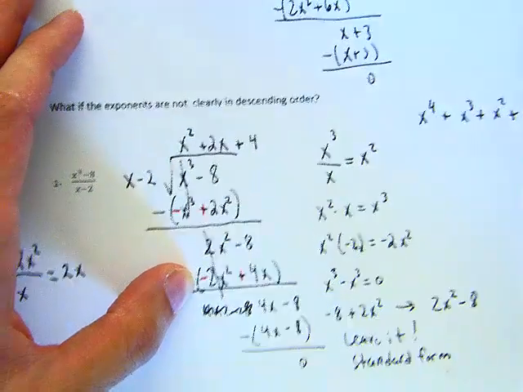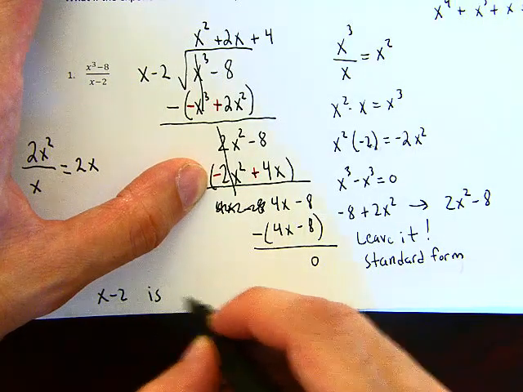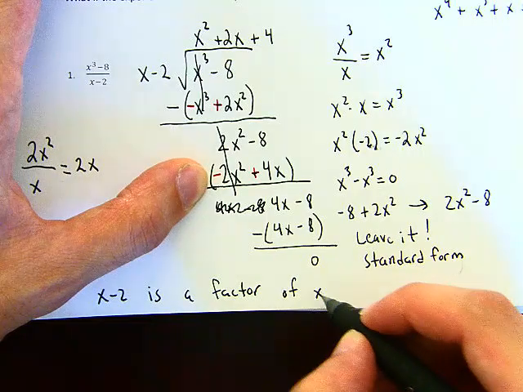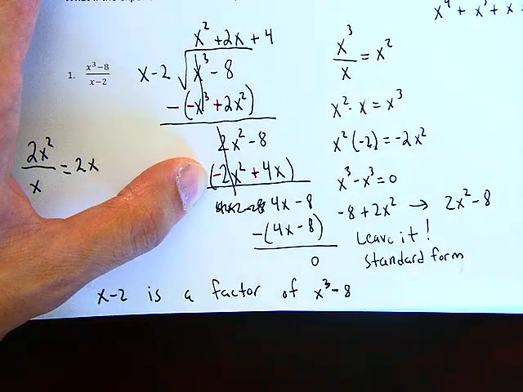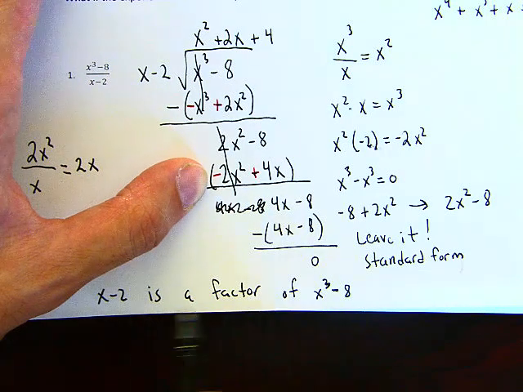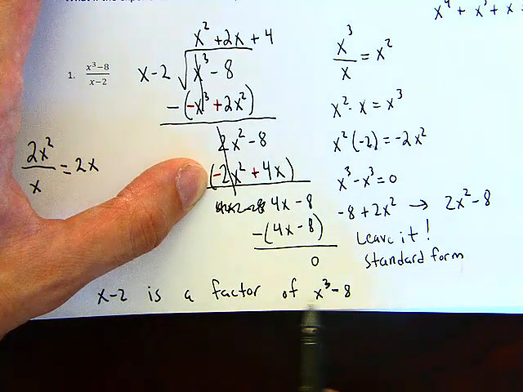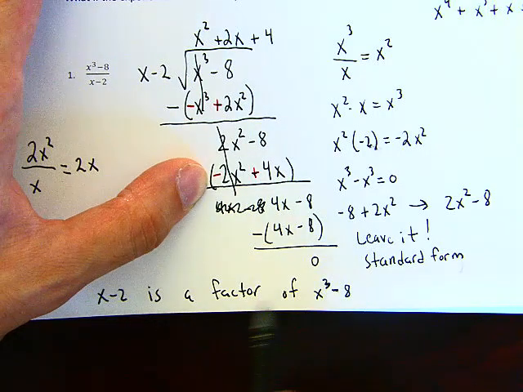Okay? And what does this mean? This means that x minus 2 is a factor of x cubed minus 8. Okay? If you feel shaky on what I mean here, because I didn't explain it in the last video, I explained it in class. But if you feel shaky with this, just raise your hand and I'll talk to you about it.